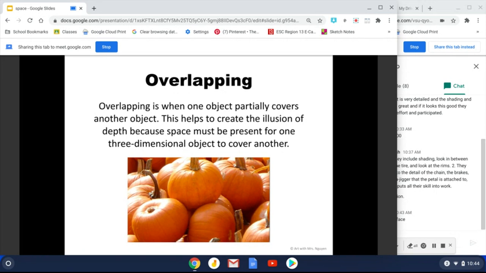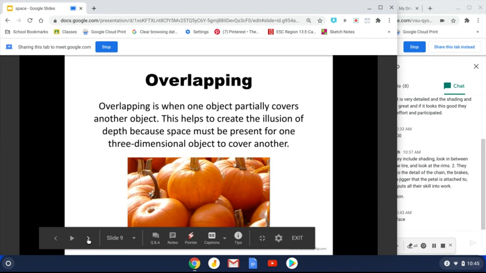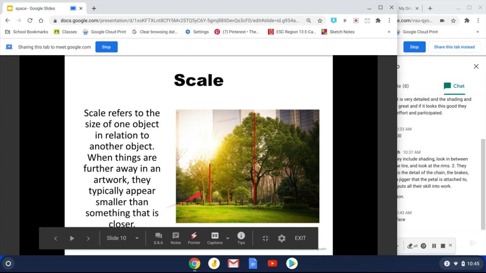Yes. So what does it look like in the background? Right. So you would want to have a foreground, middle ground, and background. All right. So what about scale?